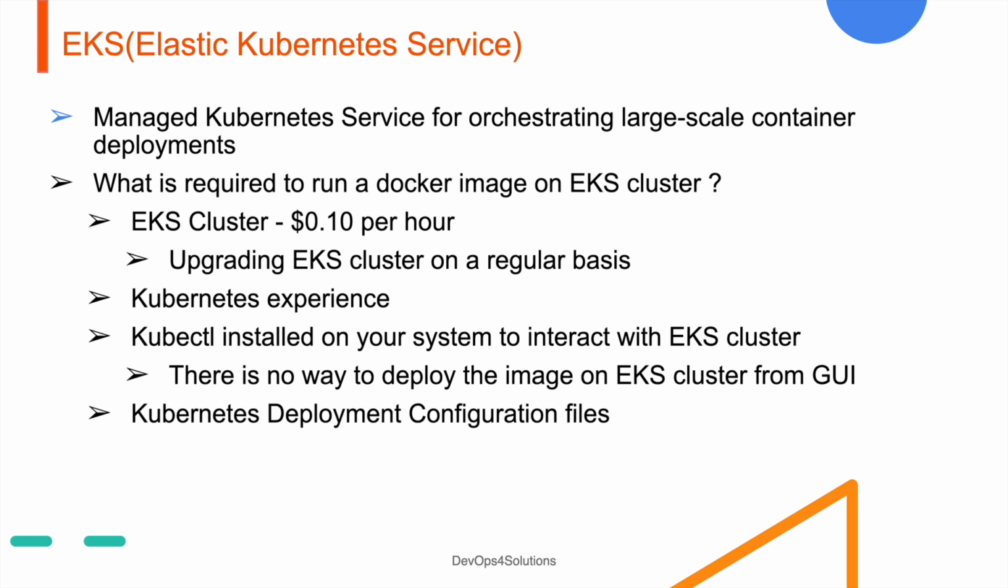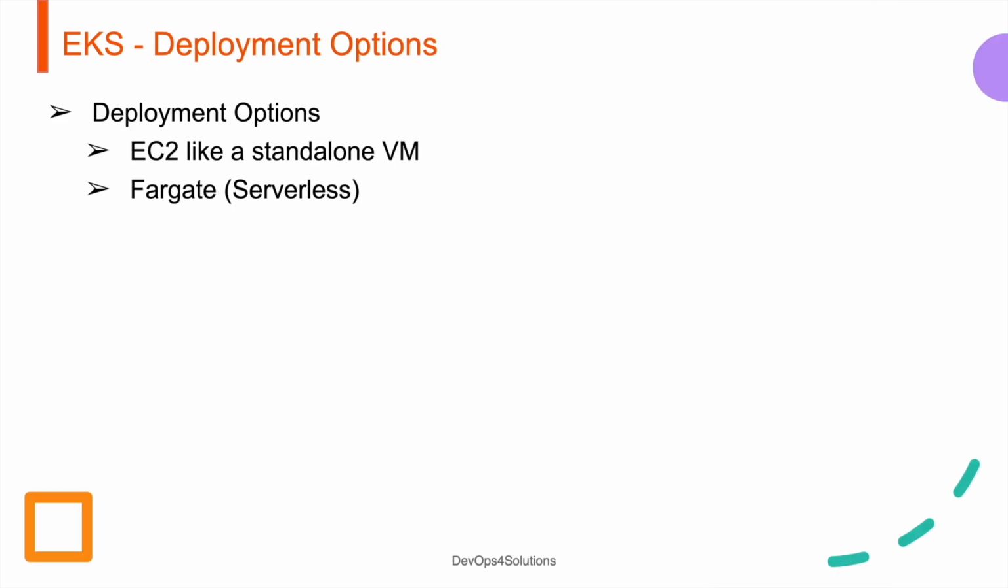So that is Elastic Kubernetes Service. Deployment options are the same as ECS. It also provides both EC2 and Fargate, and both have similar features that we talked about in ECS also, like managed draining and Fargate auto scaling. All the features apply here also. There is no difference in both of them.